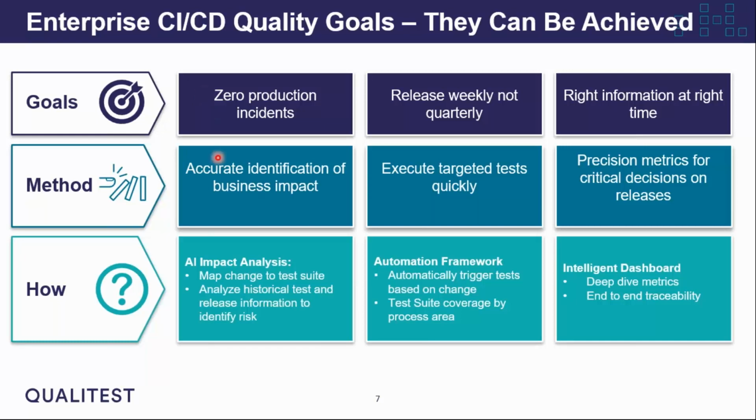And the way we achieve it is we look to have accurate identification of the business impact. So we need to understand in depth what is happening with that change and how is the business being impacted. Therefore, we can make the right decisions and have the right targets to make sure we assess that risk and mitigate it. How we do that, we'll get into later in the deck, and we've got a demo from Dan. We look at the AI impact analysis. So we use AI to run through the change, analyze historical test information, and map that change to the test suite. So we can then trigger the test that we know matters and identify where the risk is going to lie. That removes that cost element.